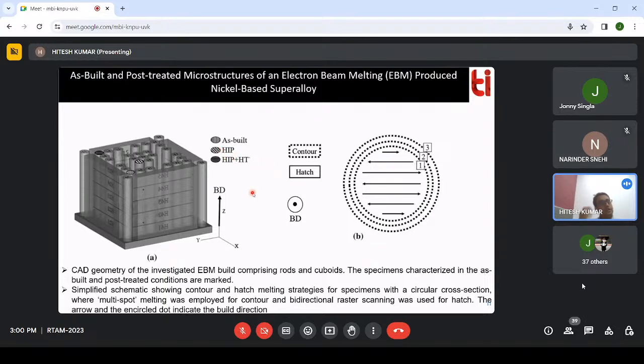Then HIP plus heat treated. In this, because you are deforming at high temperature, some of the deformations are already present in your material. So to remove those deformations or misorientation or residual stresses, we performed some heat treatment on those samples. So this is basically a schematic of that. These are the different samples which talk about hatch and contour direction, and this is the build direction which you have already seen. We took samples from the contour as well as the hatch direction.